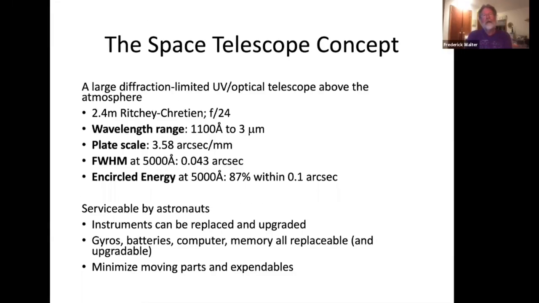The concept for the Space Telescope is the following. Let's put a telescope into orbit. Let's make it a 2.4 meter Ritchie-Chrétien telescope, large focal ratio f/24, so we can get very good spatial resolution. You might say, why 2.4 meters? Well, I'll get to that in a couple of slides.